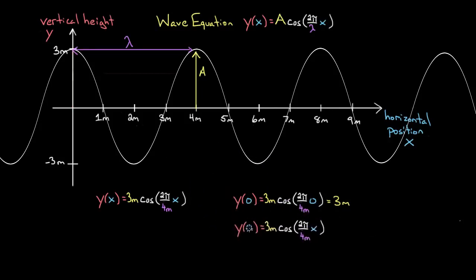Let's say we plug in a horizontal position of 2 meters. If I plug in 2 meters over here, and then I plug in 2 meters over here, what do I get? This is going to be 3 meters times cosine of, well, 2 times 2 is 4, over 4 is 1, times pi. So it's going to be cosine of just pi. And the cosine of pi is -1. So I'm going to get -3 meters out of this. And that's true. The height of this wave at 2 meters is -3 meters. So this function's telling us the height of the wave at any horizontal position x, which is pretty cool.